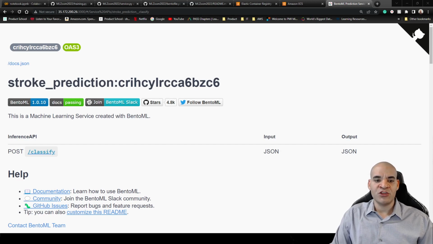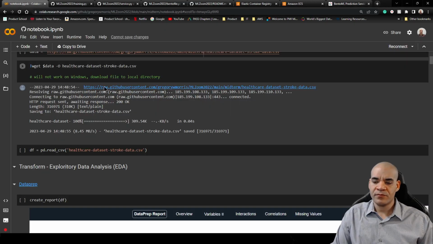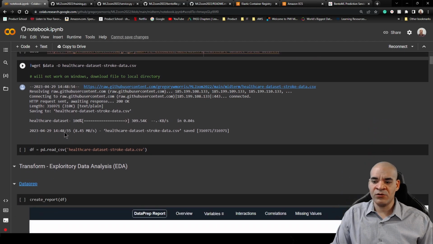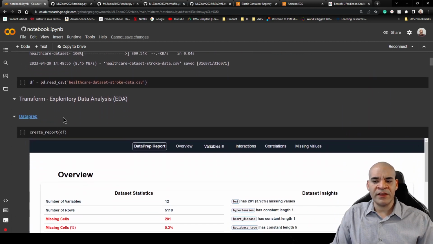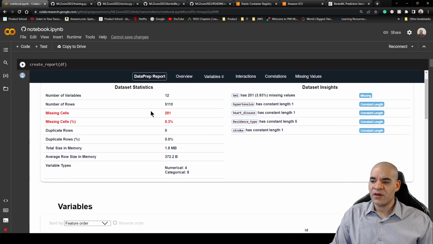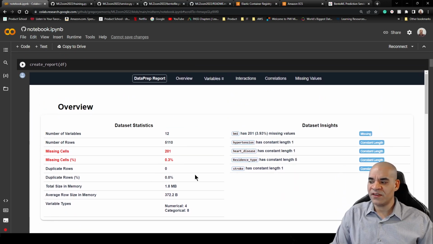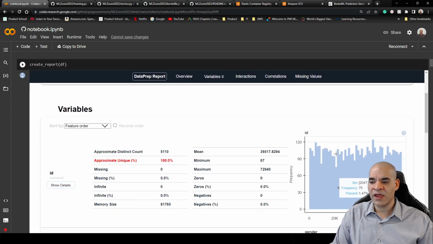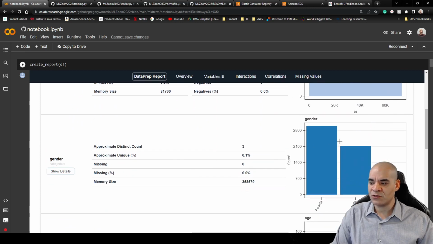Let's take a look at the Jupyter Notebook. So I load in the data, and a library I like to use is DataPrep. DataPrep gives some quick statistics. You see highlights right here, some things that you might want to take a look at. It gives some graphs, and it breaks down each of the features. It's a really great report.